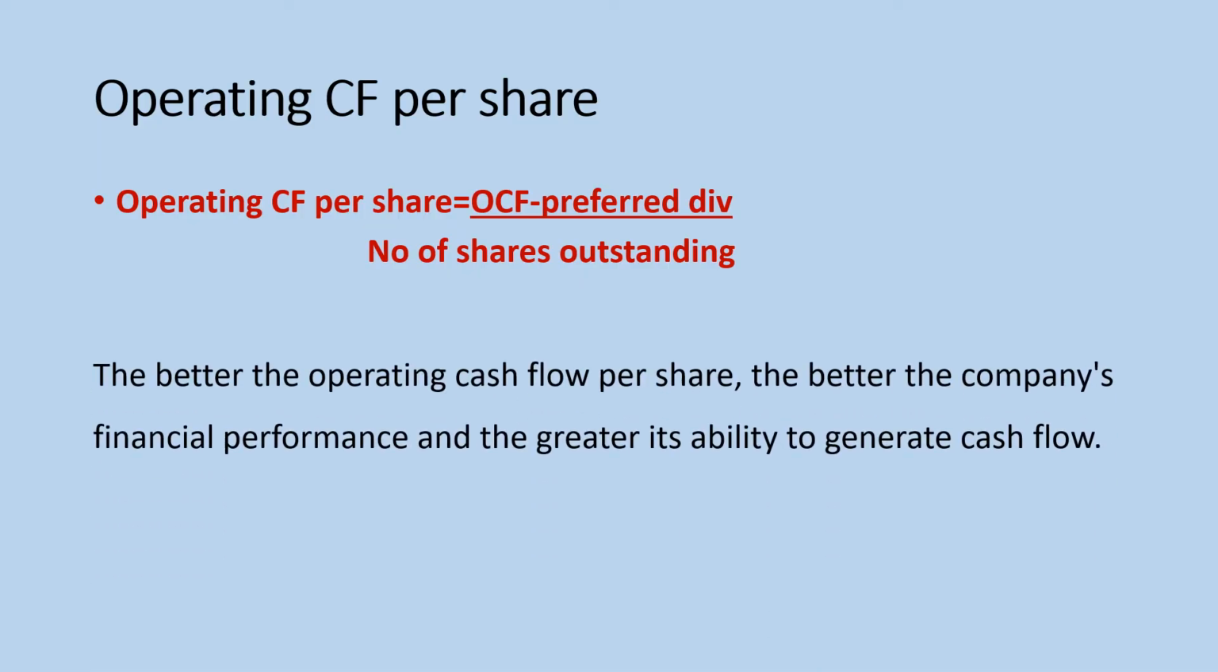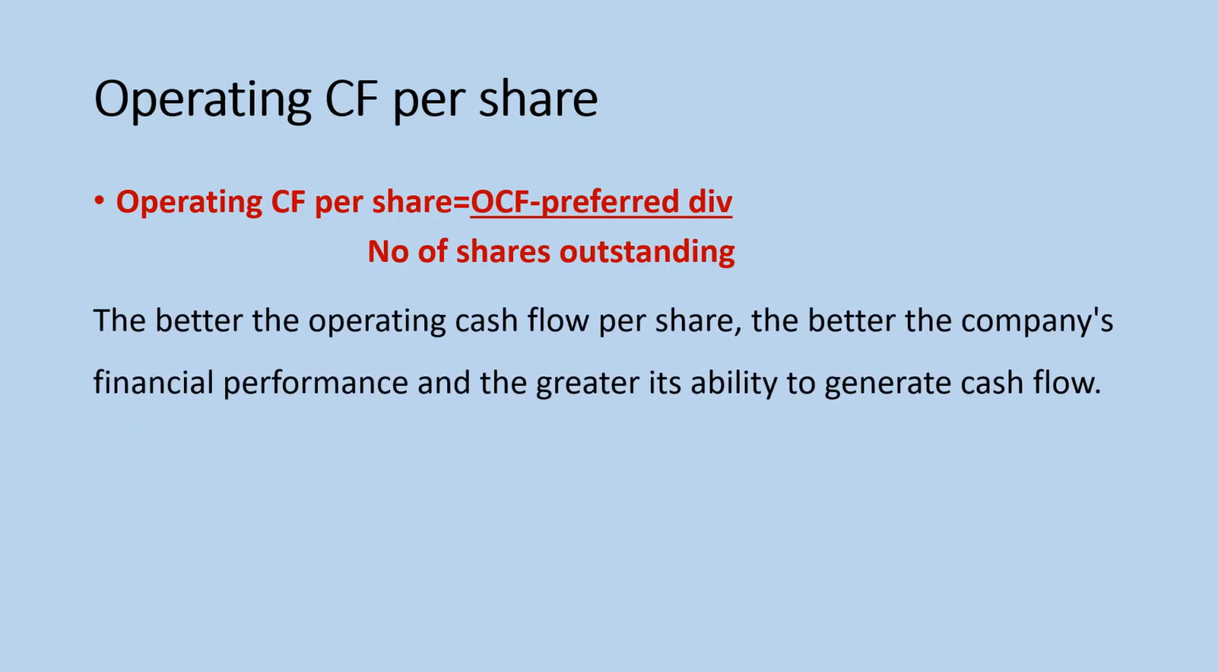Operating cash flow per share is a ratio that takes the operating cash flow, adjusts for the preferred dividends during the report period, and then divides by the total number of shares outstanding. Here, the operating cash flow represents the cash flow generated under normal business operations. So here, instead of the number of shares outstanding, we can use the weighted average number of shares.